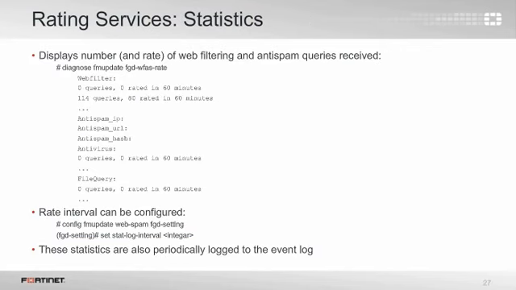You can view statistics about rating requests made by FortiGate to FortiManager using the command diagnose fmupdate fgd-wfas rate. By default, this command displays the request rates for the last 60 minutes. However, the time period can be changed using the command shown in this slide. This information is also periodically logged in the event log.